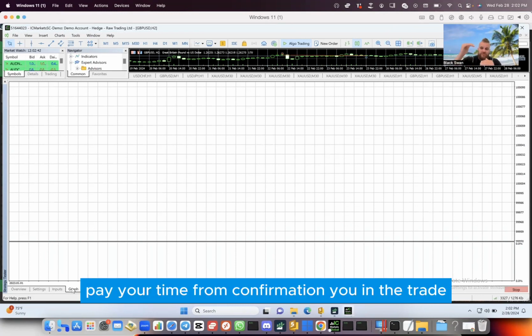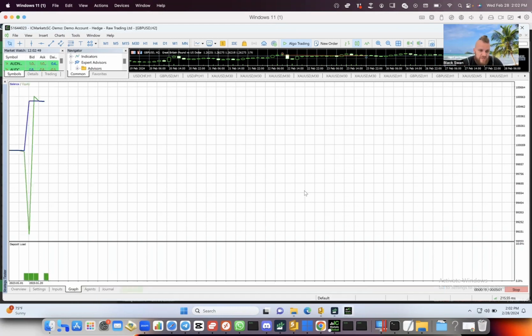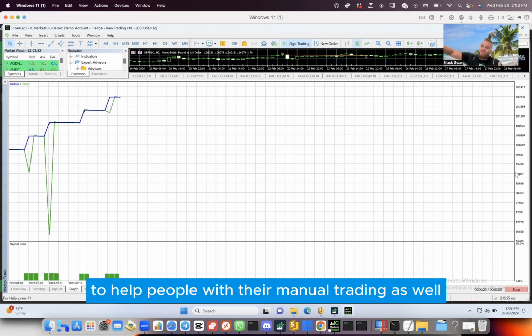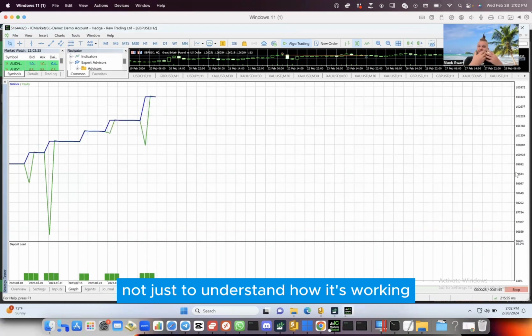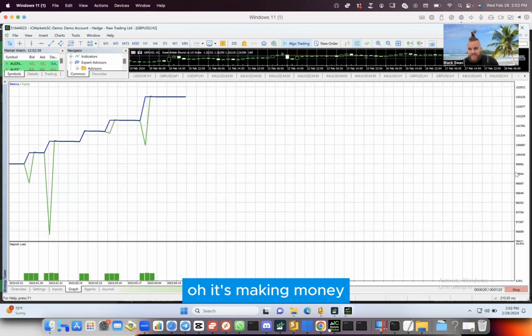Higher time frame confirmation, you're in the trade, and you're also learning to hold trades. The risk is managed. You're learning to hold your trades. This is the point of the companions, to help people with their manual trading as well, not just to understand how it's working. It's not just to put a bot on the chart like, oh, it's making money, I don't know why. Oh, it's losing, I don't know why.